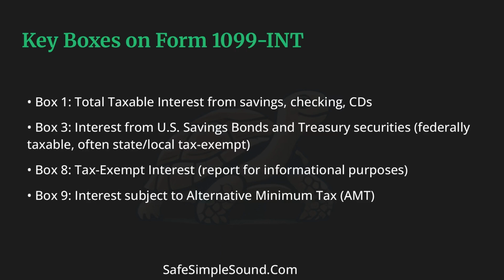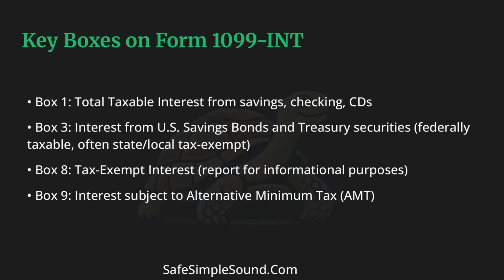Now, when you get Form 1099 INT, don't just toss it in the pile. Let's navigate the key boxes. It might look a bit busy, but there are really just a few spots that hold the most important info for most people. Box 1 is usually the big one. This shows your total taxable interest. This is the interest from your regular savings accounts, checking accounts, CDs, etc. Then there's Box 3. This is specifically for interest from U.S. savings bonds, Treasury bills, notes, and bonds. Remember from our last segment, this interest is generally taxable at the federal level, but often exempt from state and local taxes, so it gets its own box.